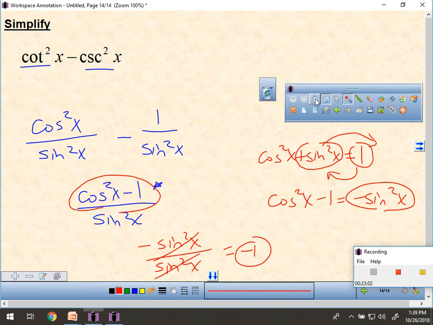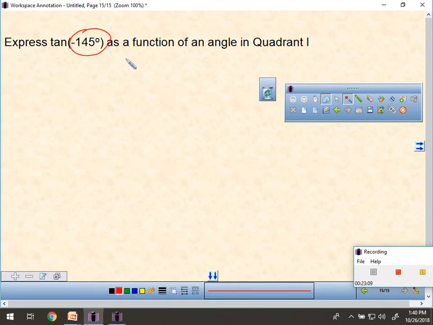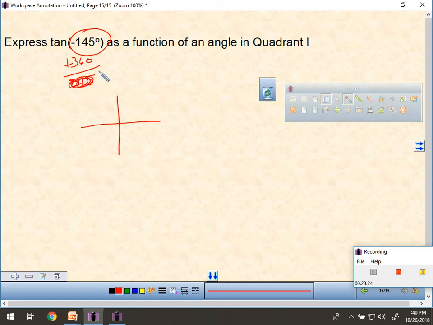All right, for the next one, it has a similar one that we just did. It says express tangent of negative 145 as a function of an angle in quadrant 1. The first thing I got to do is I need to know where this negative 145 is. So I'm going to add 360 to get my coterminal angle. So negative 145 plus 360, that gives me 215. And 215 degrees is in quadrant 3 again.